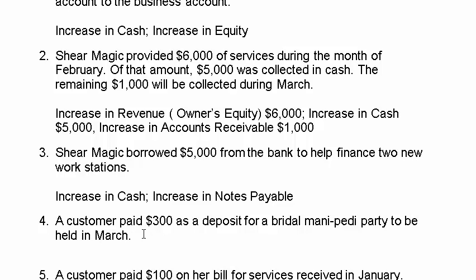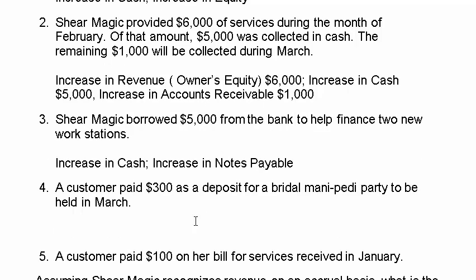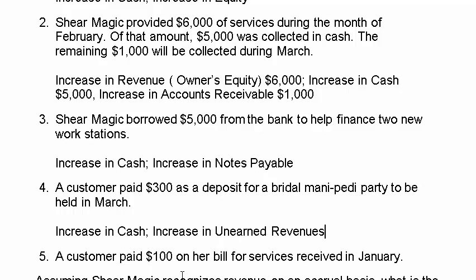Well, how about number 4? Number 4 says a customer paid $300 as a deposit for a bridal mani-pedi party to be held in March. Now remember that revenue recognition says we record revenue only when it's earned. Well, we haven't done the party yet. So what we have to do is show the increase in cash, which will be an asset, right? And then we have an increase in liabilities. And I would probably put this in an account called either unearned revenues, which is commonly used, but maybe it's just called customer deposits.